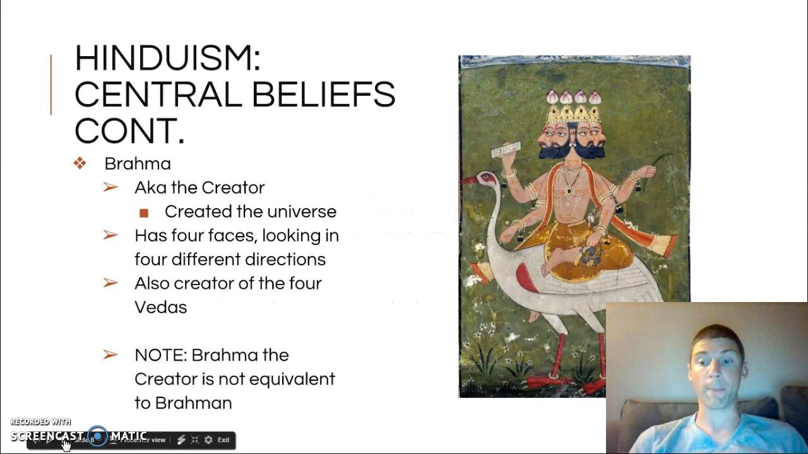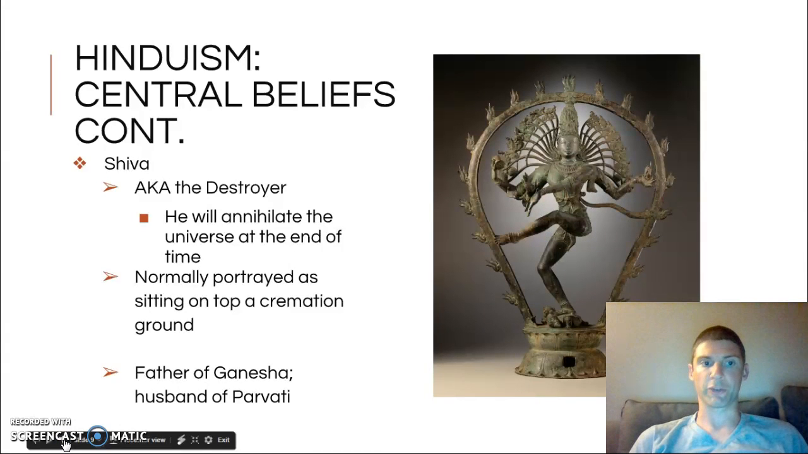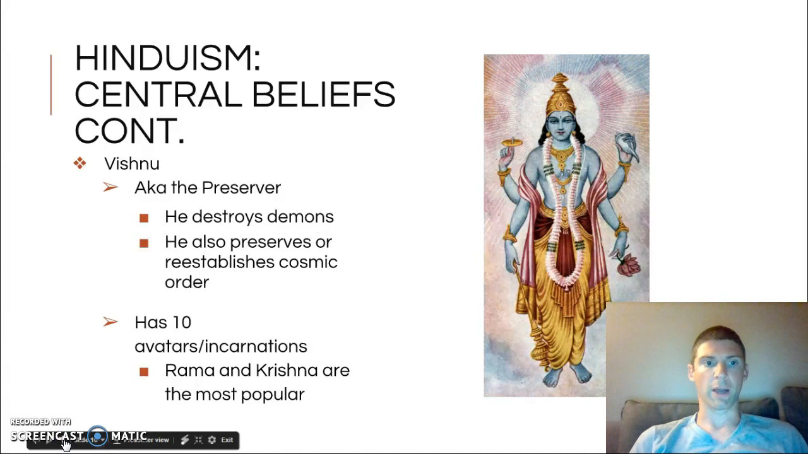One of the gods is called Brahma, not to be confused with Brahman, and is the creator of the universe, has 4 faces. A lot of these gods also have different avatars, ways that they're shown and represented. There's also Shiva, who is the destroyer. Definitely seems to be kind of more fierce and somewhat violent. There's Vishnu, the preserver. He destroys demons. He also preserves order. His avatar is often shown as this blue color.